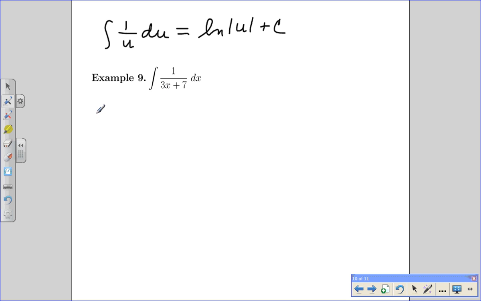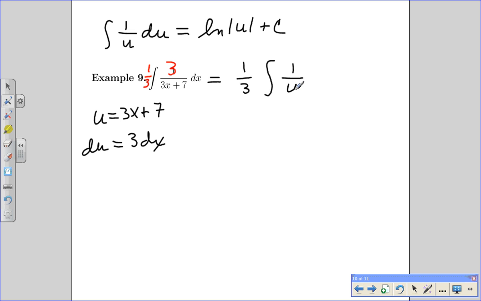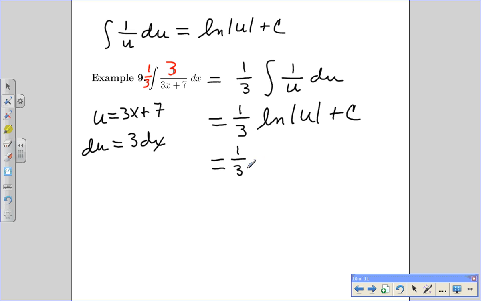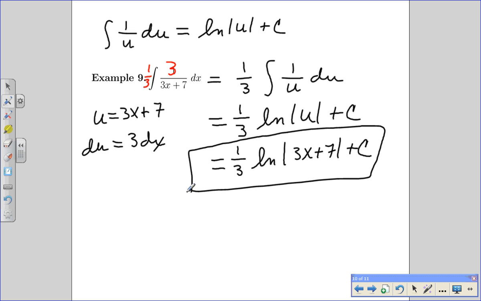I'm going to let 3x plus 7 be u. du is 3 dx. I don't have the 3, so I'm going to put it in here, and I'm going to fix it with a 1/3 out front. So what do we get here? We get 1/3 integral of 1 over u du, which is exactly what we wanted. So we get 1/3 natural log of the absolute value of u plus c. And we don't want it in terms of u, so we convert it back into natural log of 3x plus 7. And you have the solution.